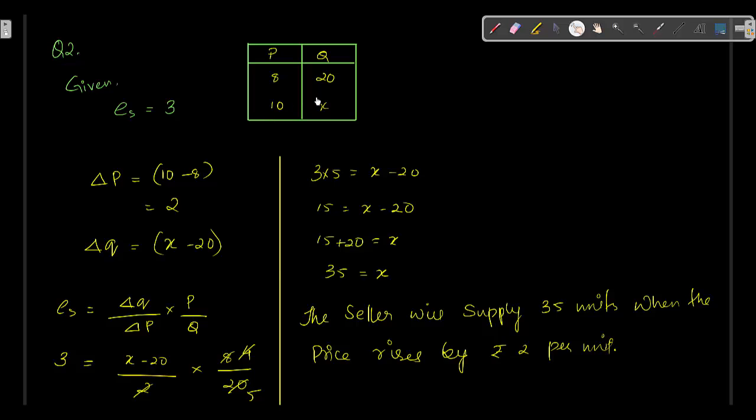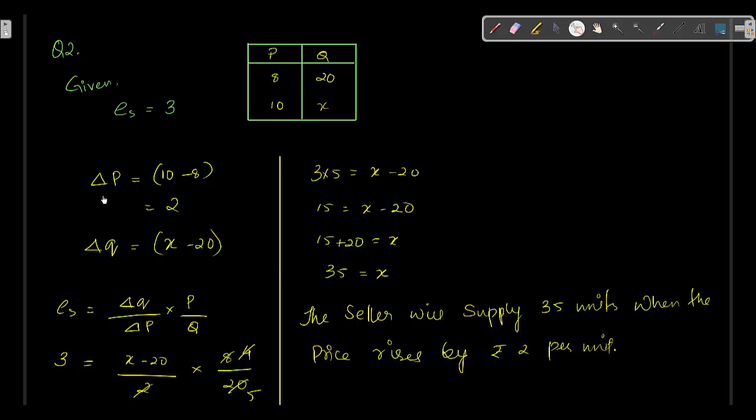Yeah, and we don't know the value of the change in quantity here. So here we are asked to find out the change in quantity. How much will the seller supply when the price rises by 2? That is what we're going to find out in this question. So first of all, find out delta P and delta Q.